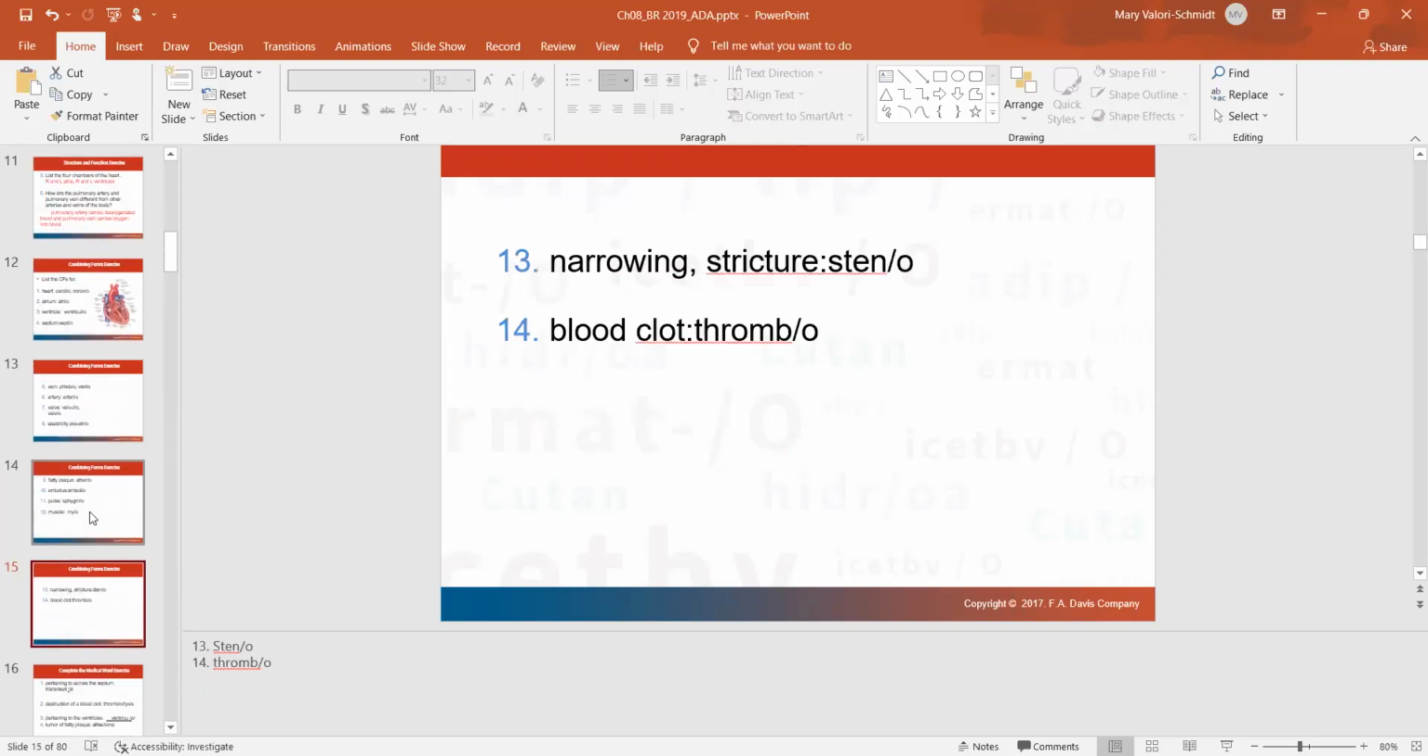Narrowing, right? Or a stricture of something would be steno, like stenosis. And then a blood clot is thrombo.